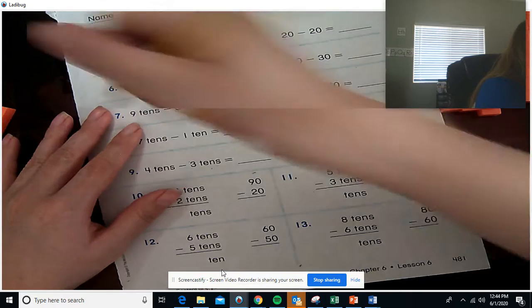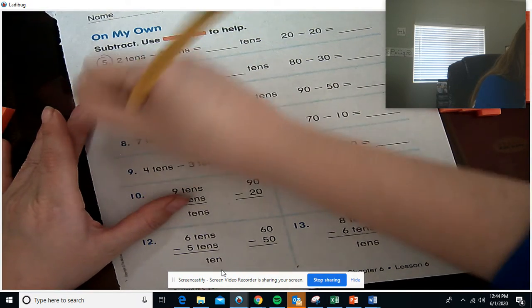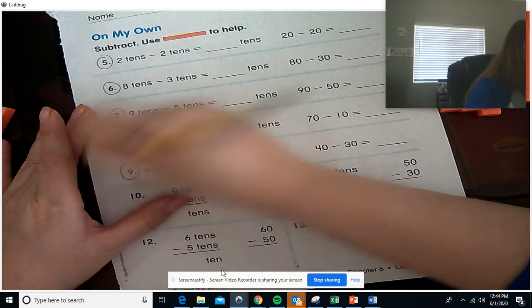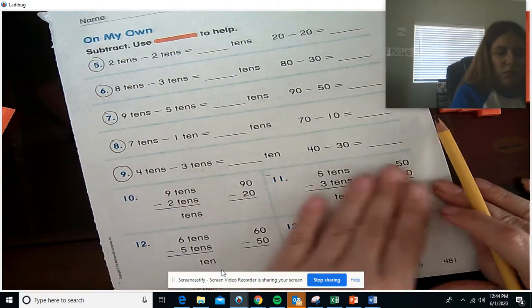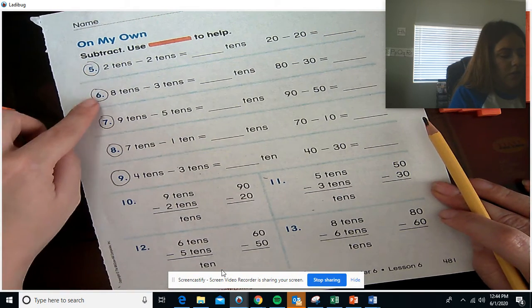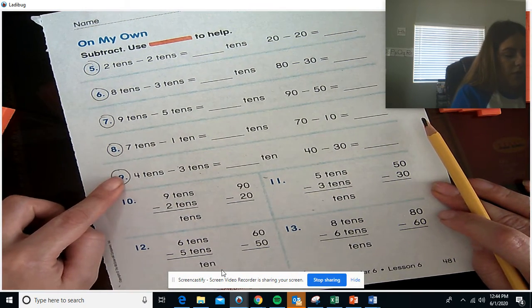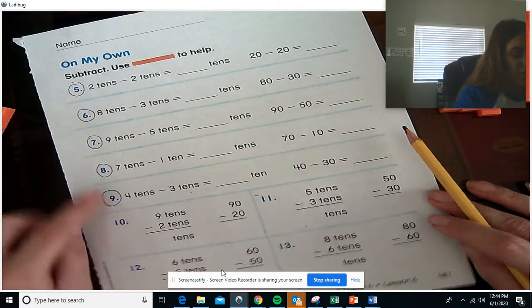Okay, I'm going to have you try 5, 6, 7, 8, and 9 on your own. Do not do these yet. We're going to work on these tomorrow, okay? You're going to do 1, 2, 3, 4, 5 on your own. And actually, let's do this one together, and then you'll do these on your own.